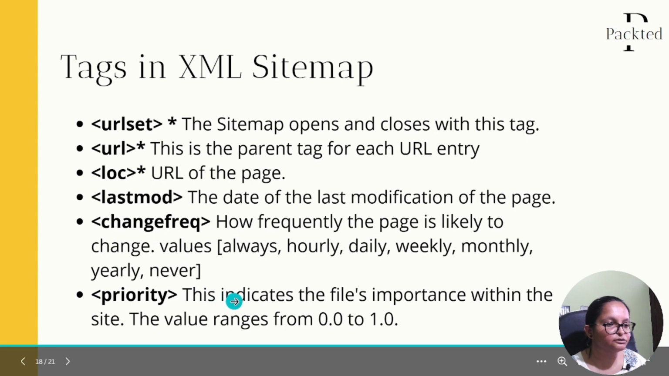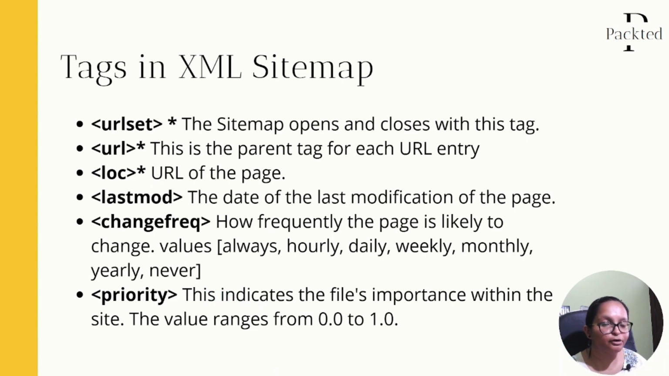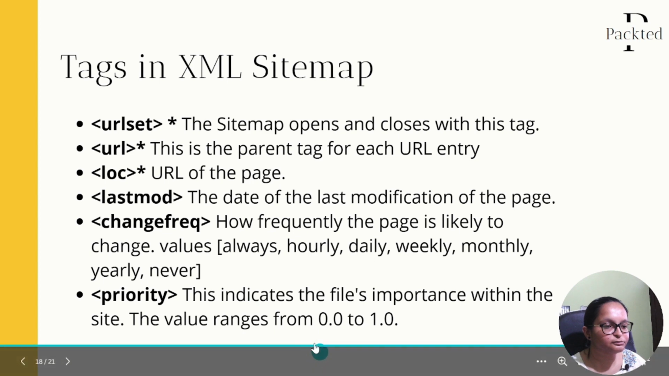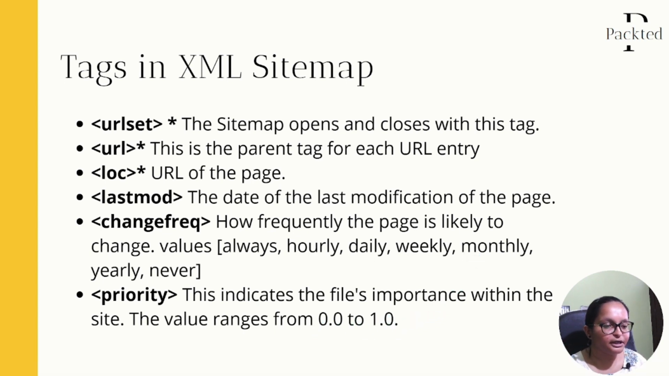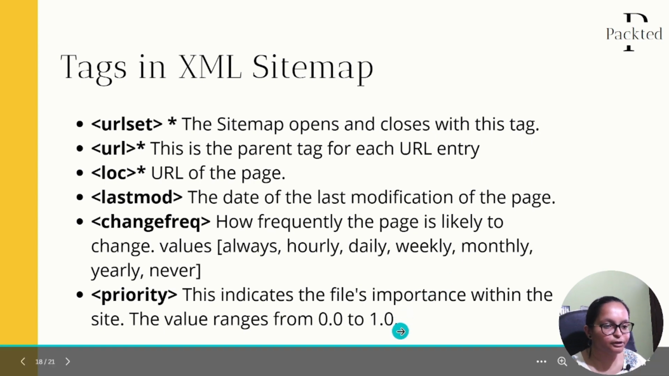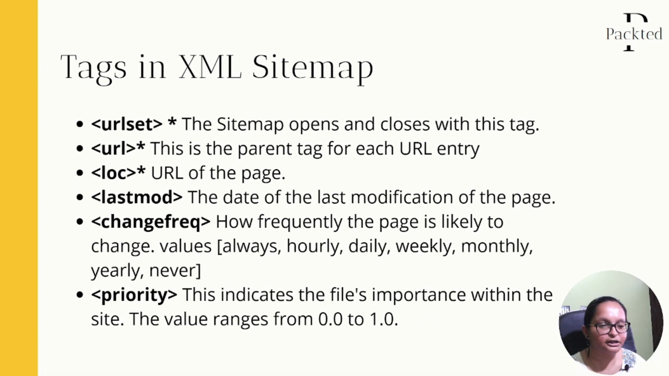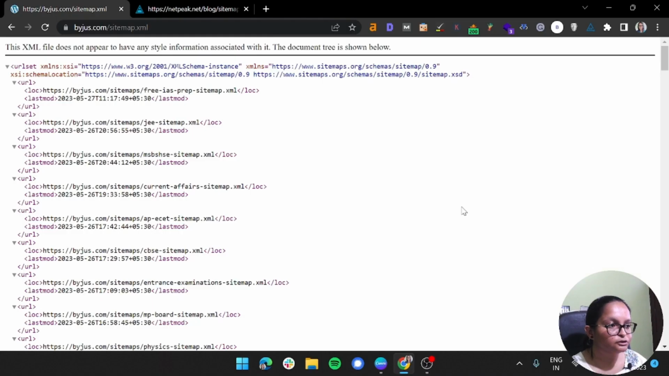This tells bots how important this page is for you and how important this page is within this sitemap. The value ranges from 0.0 to 1.0. If you indicate every page on your sitemap to be 1.0 priority, then it means that you are not setting any priority at all. So here I have a sitemap for you.